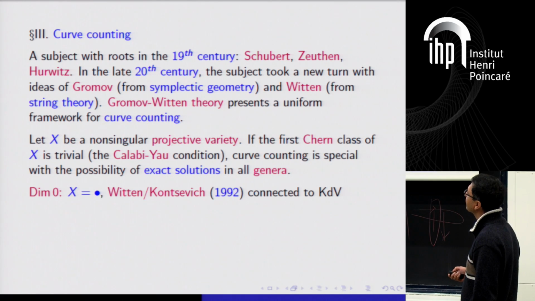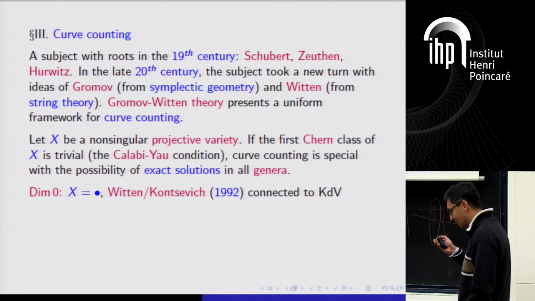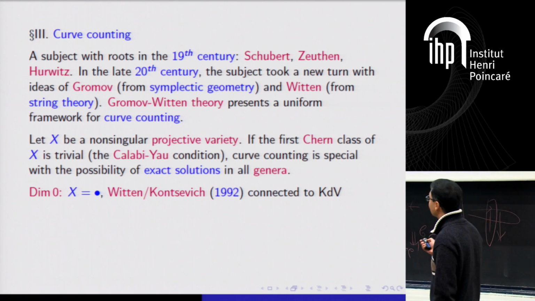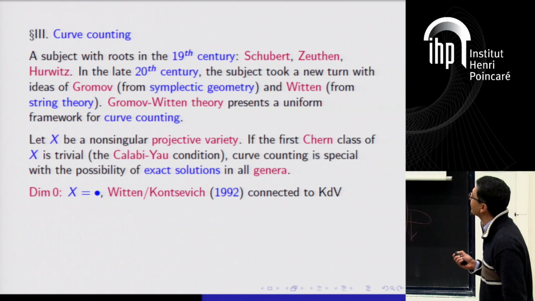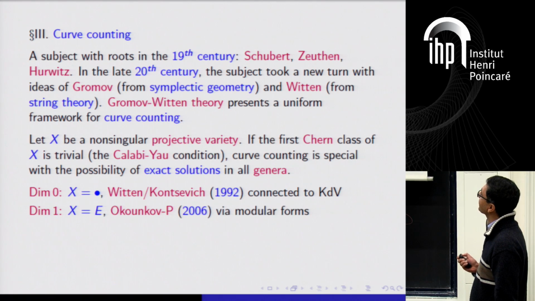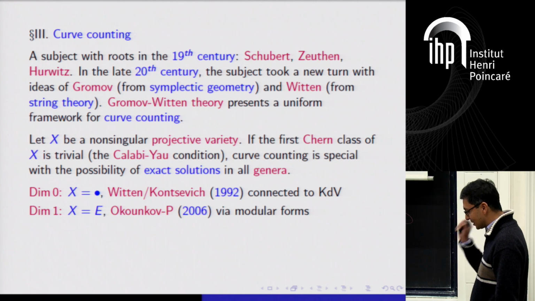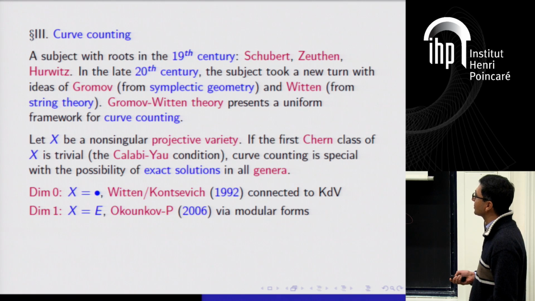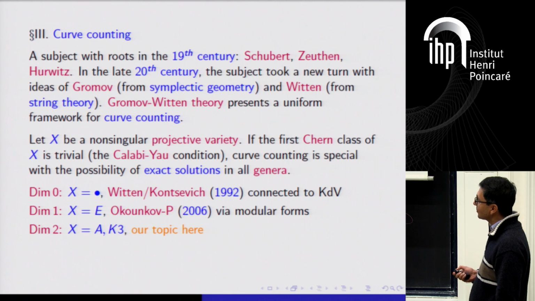And the history of this is that in dimension 0, when X is a point, this is the theory of Witten-Kontsevich from 1992, which is related to the KdV hierarchy. The curve counting leads to exactly solvable problems. And in dimension 1, the K3 surface is replaced by an elliptic curve, E. This was solved by Andrei Okounkov and myself in 2006, and again you get exact solutions in modular forms. And in dimension 2, there are abelian surfaces and K3, which is our topic here.